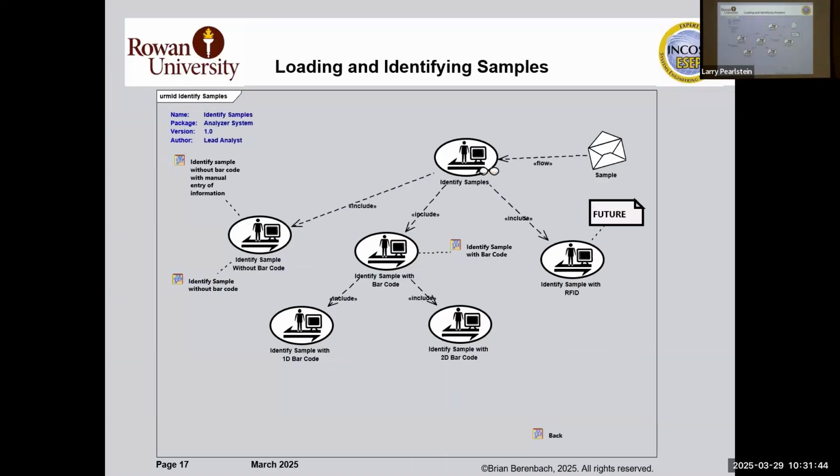Okay, so here we load and identify the samples. You'll notice that a future is RFID. I think they just went with a barcode. They decided not to bother with RFID, and the barcode was plenty. And you can identify samples without a barcode: the system says, hey, technician, you've got a sample in your sample drawer with no ID on it. And then you get an ID. I'll show you how that works.